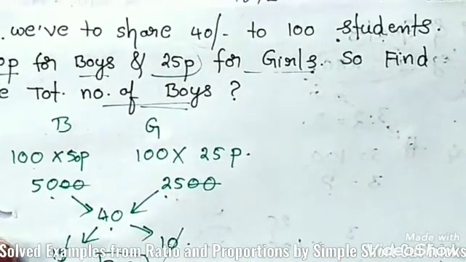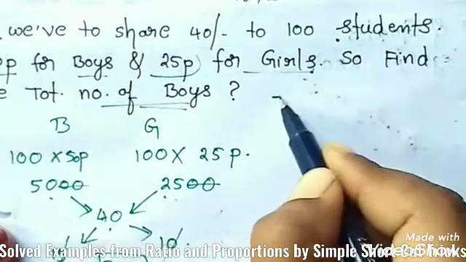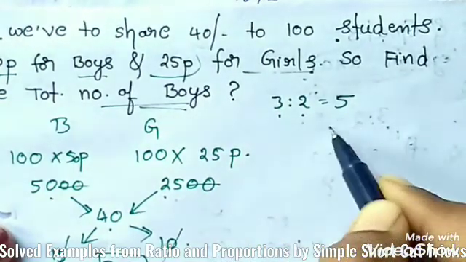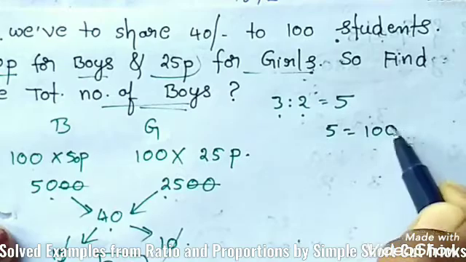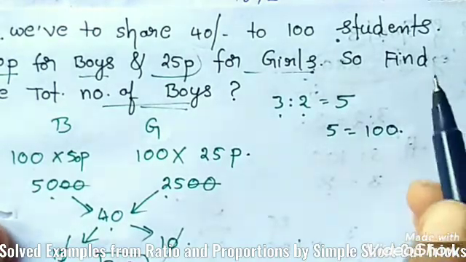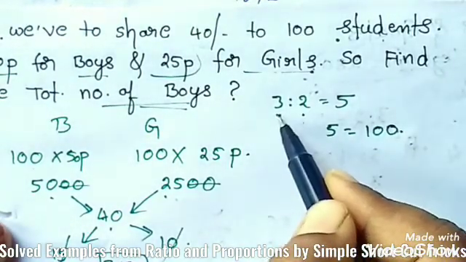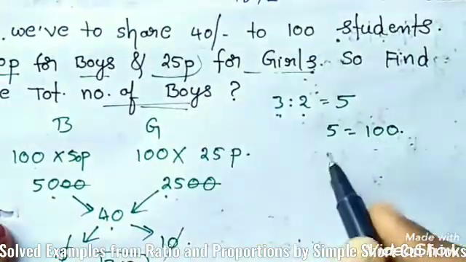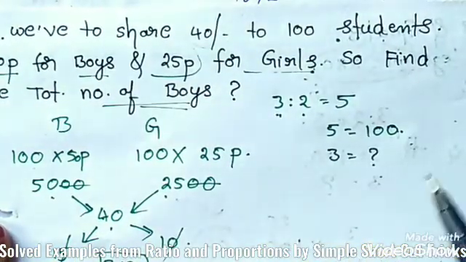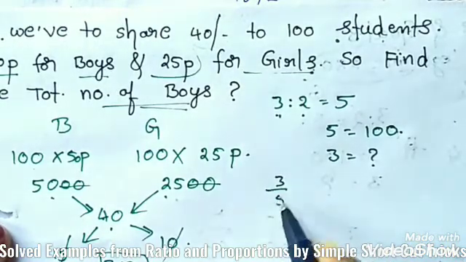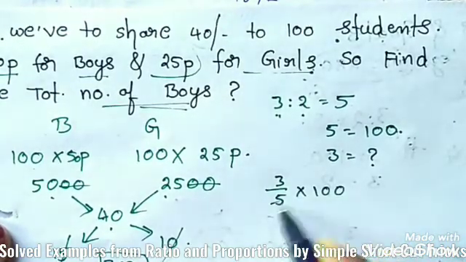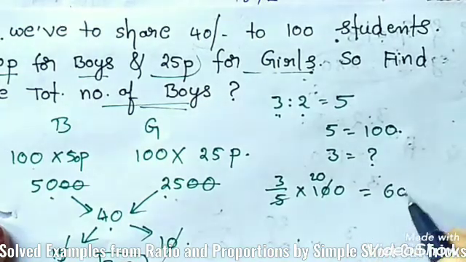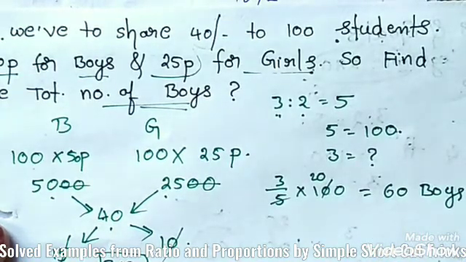Now the ratio is 3:2, which means if you add these two numbers you should get 5. This 5 is equal to 100, the total number of students. Now in this ratio, 3 is for boys, 2 is for girls. So you have to find the number of boys. Okay. Now 3 is equal to how much? So simply 3 by 5 into 100. This 5 goes into 100, 20 times. So 3 into 20, 60. 60 boys we got.